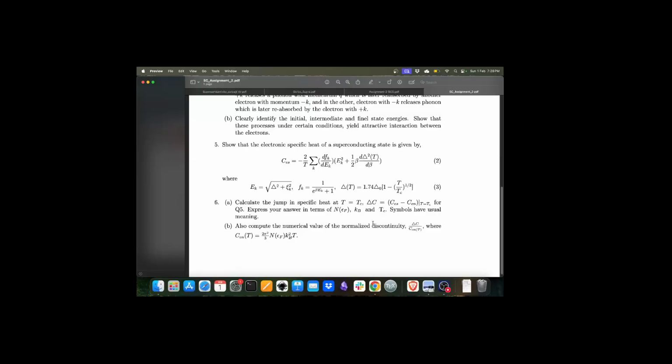So this is 2 pi square by 3, and this is actually for 3D. So N of epsilon F, where epsilon F is the Fermi energy, and then KB square T. So this we can derive. Now what we have here is this term, CES.